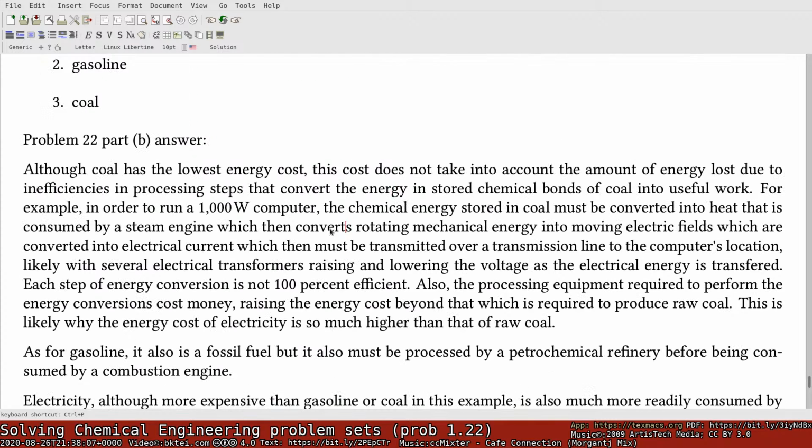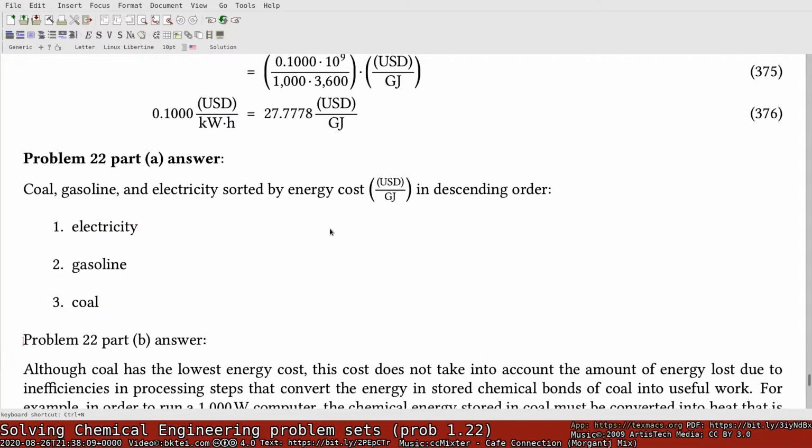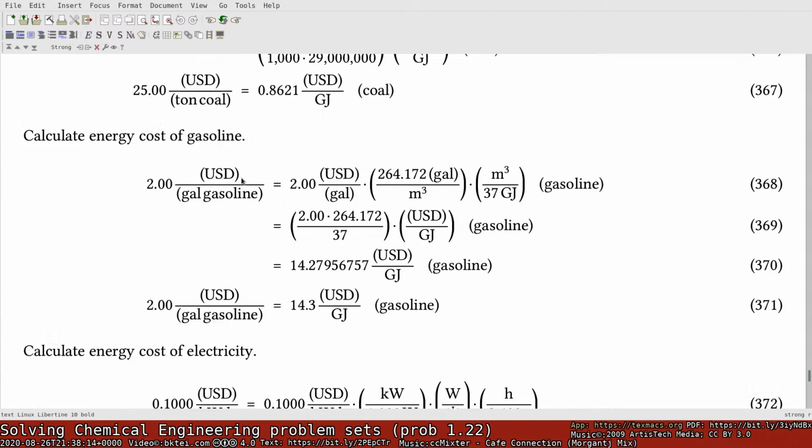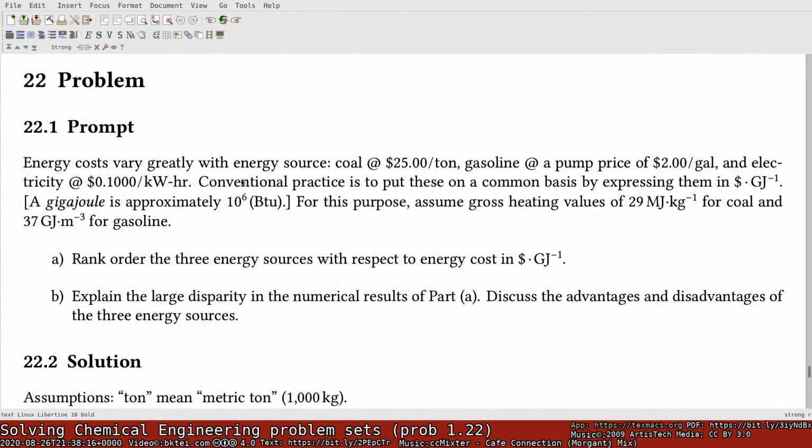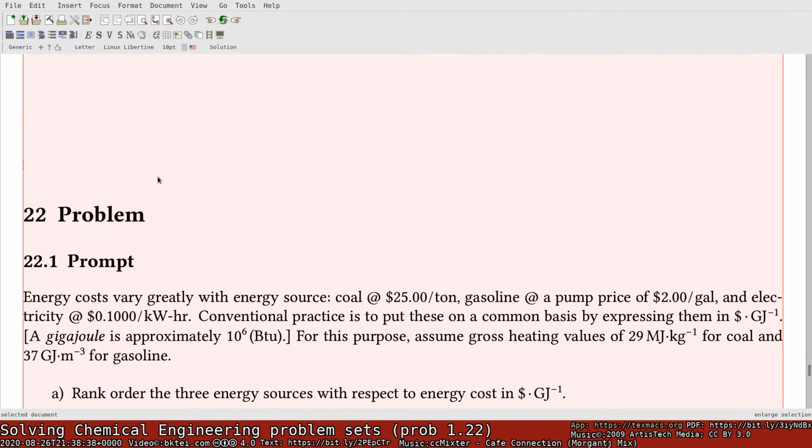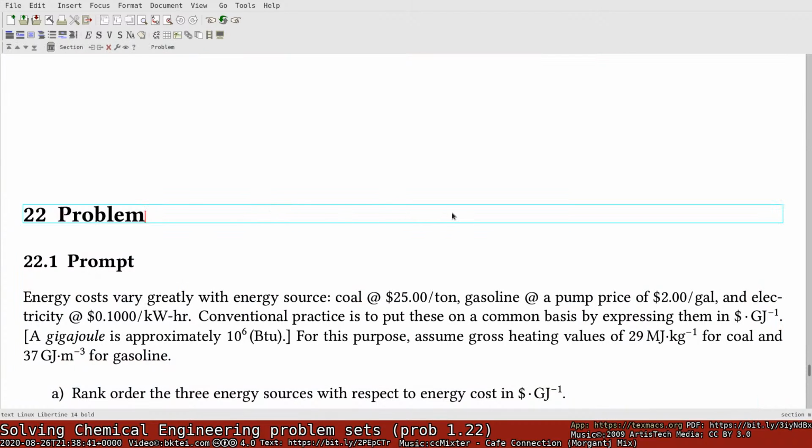Okay, I think I'm happy with that. That's problem number 22. I don't know why they give me gigajoule in terms of BTUs. Weird. Okay, well that's problem number 22. Uploading to the repository.